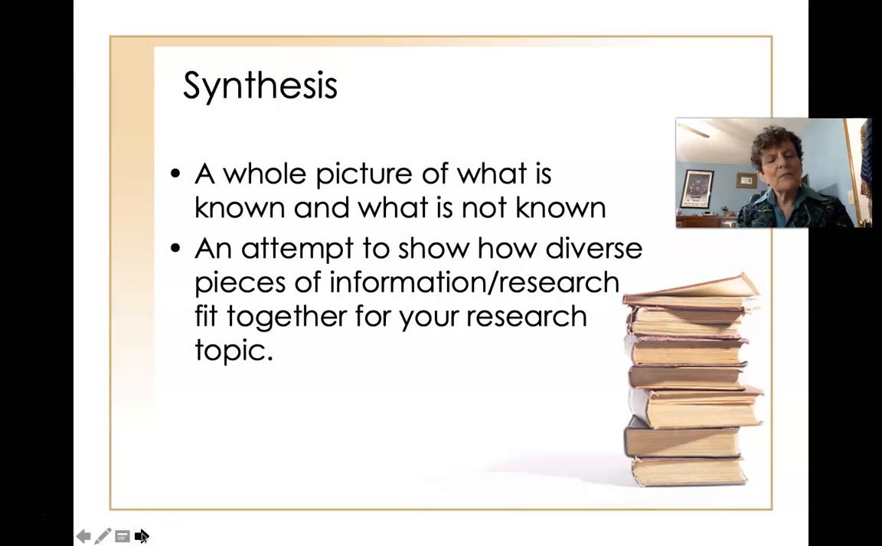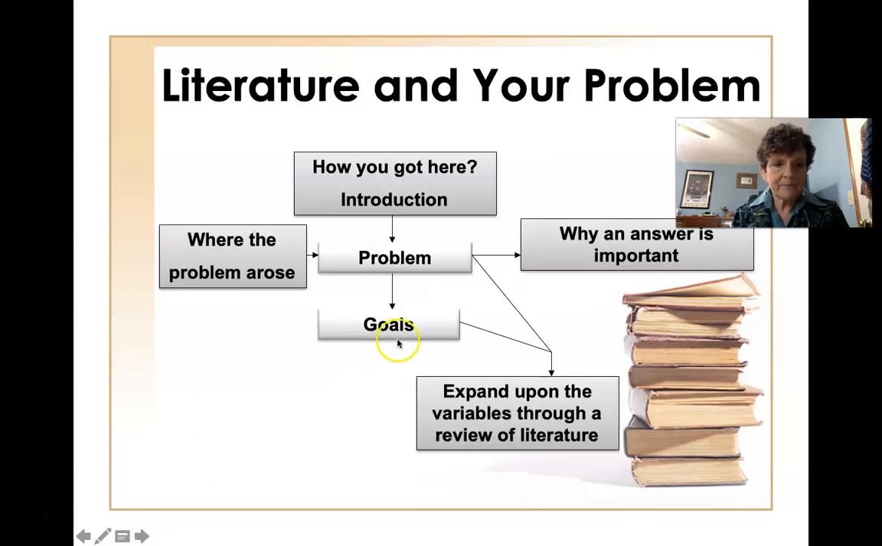Your review of literature should be a synthesis. It's a putting together. It's a whole picture of what is known and what you can determine is not known at this time. It's an attempt for you to show that all these diverse pieces, where people have done different research projects, how they all kind of come together and the information taken as a whole fits together for your research topic.